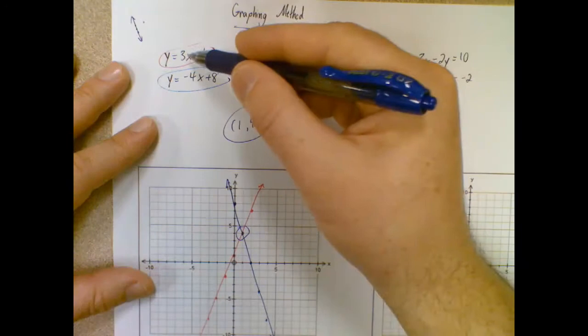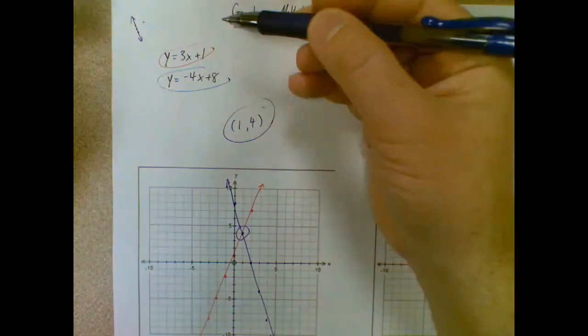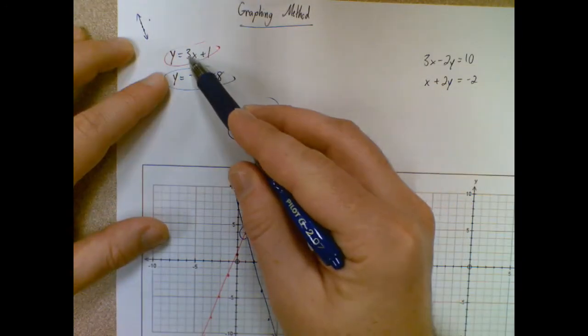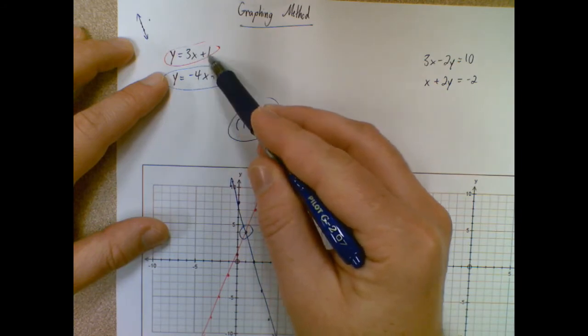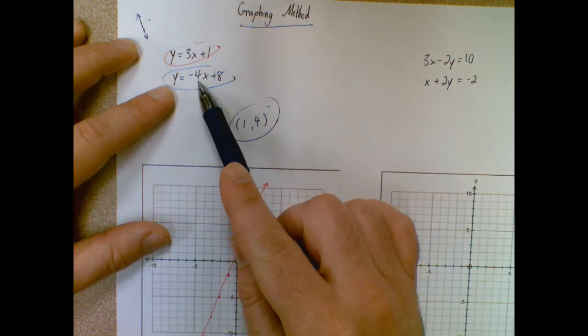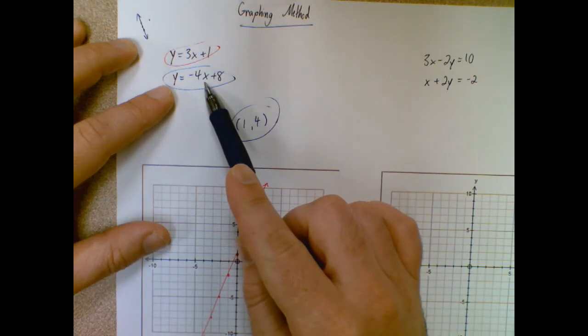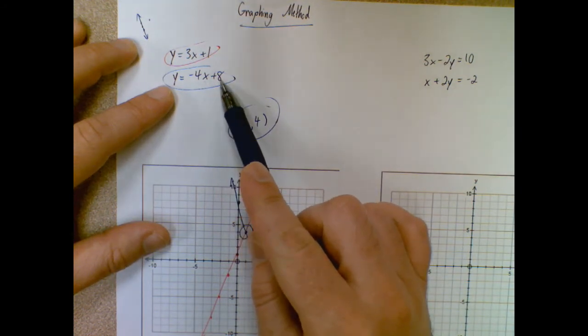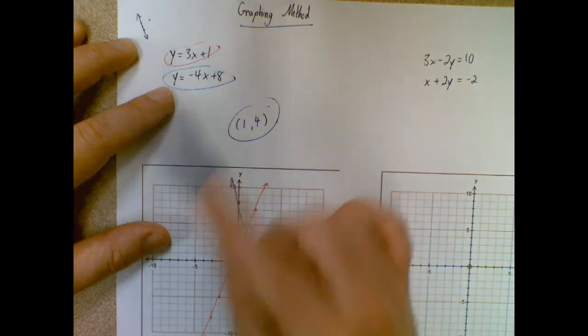Because if I plug in 1 for x and 4 for y, it'll be true for both, which we can check. 3 times 1 is 3, plus 1 is 4, which equals 4. Here, if I do it, -4 times 1 is -4, plus 8 is 4. So we get 4 equals 4 for both of them.